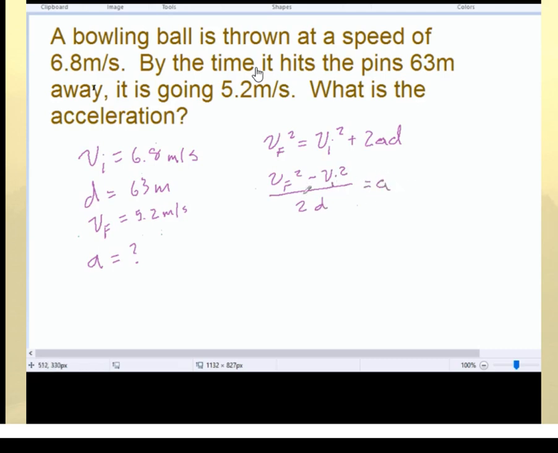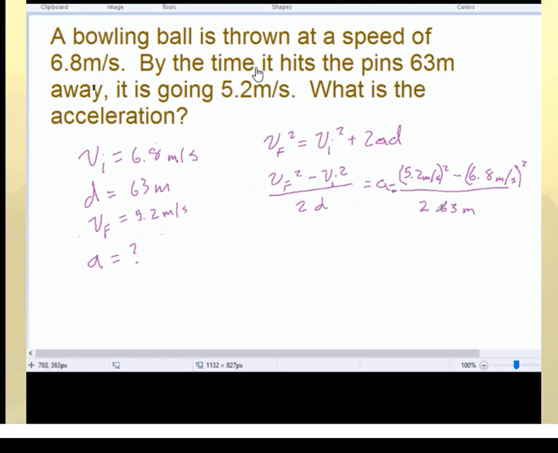Okay, time to plug in some numbers. VF squared would be 5.2 meters per second, squared. Now the squared is for the 5.2 meters per second, not just the seconds. And we're going to subtract 6.8 meters per second, and that whole term is squared. Okay, and then we're going to divide by, there should be an equal sign here, we're going to divide by 2 times the distance, 63 meters.